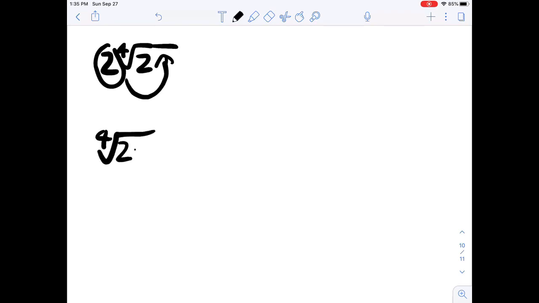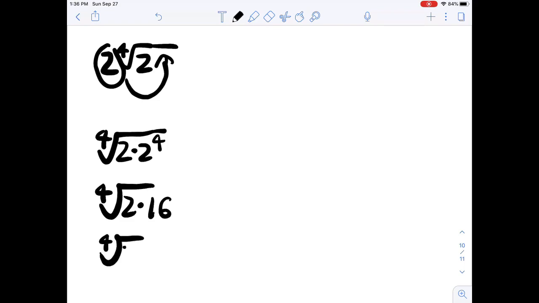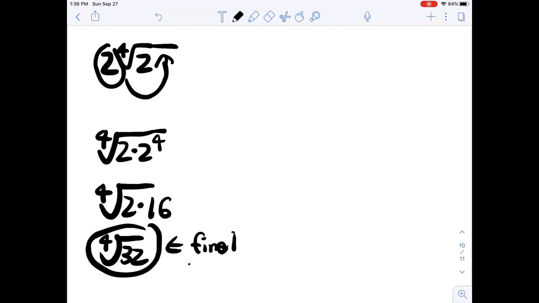Now let's look at this example: 2 times the fourth root of 2. So again, we're going to move the 2 so that it goes underneath the radical sign. Except this time, it's going to be the fourth root of 2 times 2 to the power of 4, because it's a fourth root here, and the opposite of that is raising a number to the exponent of 4. And so from here, we're going to solve. The fourth root of 2 times 16, which is the fourth root of 32. And this is the final answer.